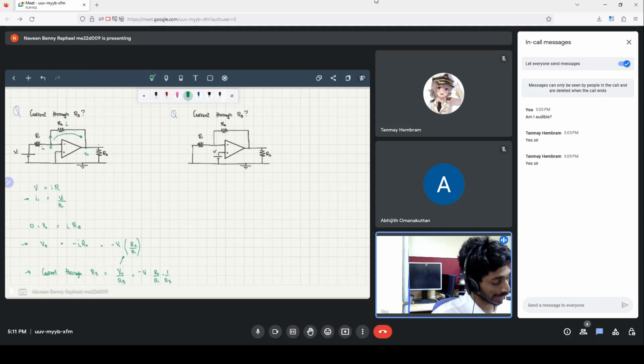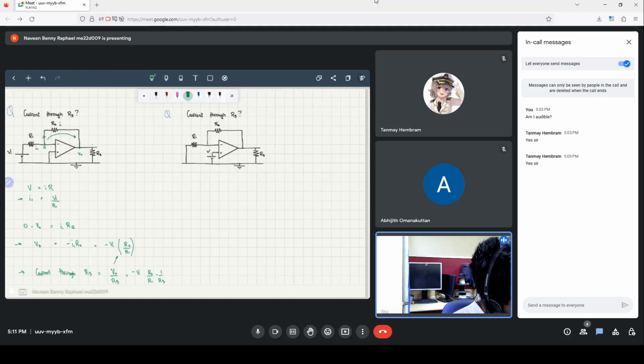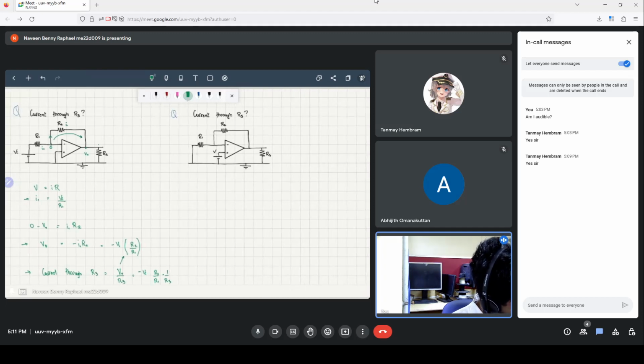Okay, so if you have to analyze this, the steps are, as I said, the same. Let's say that the current through R1 is I1 again, but this time one end of R1 is grounded, the other end of R1 is connected to the end of the operational amplifier. We know that the potential at both input junctions will be the same. Therefore, the potential here is also V.